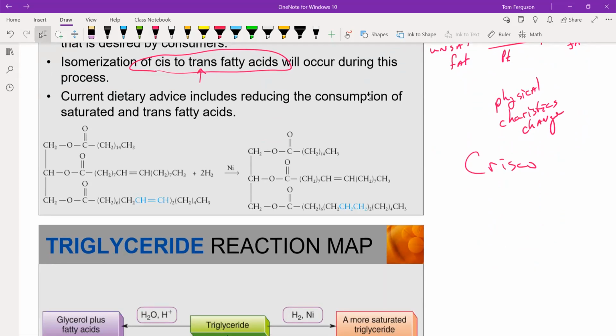So this would be hydrogenation. They're using nickel as a catalyst instead of platinum, but there's a number of metals that are commonly used for catalyzing hydrogenation reactions.